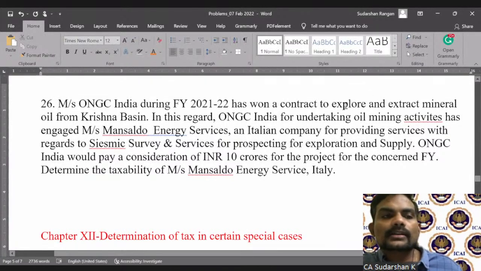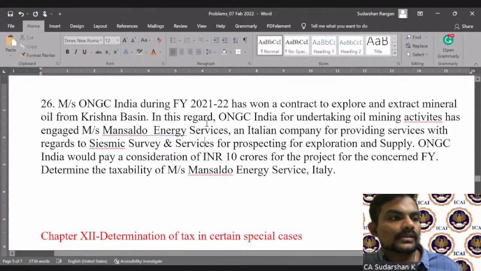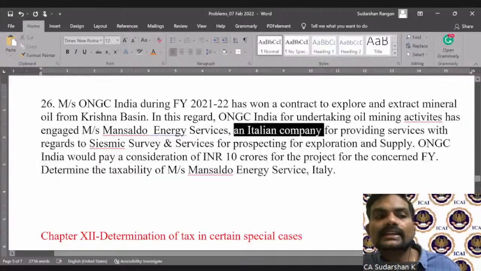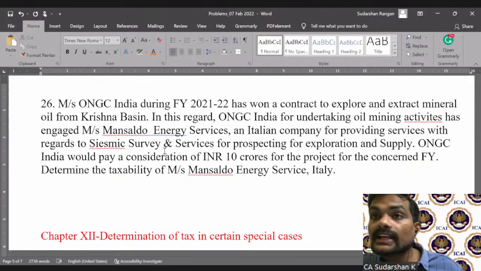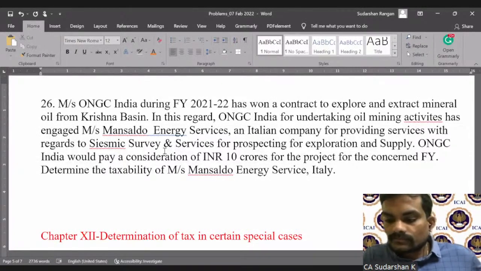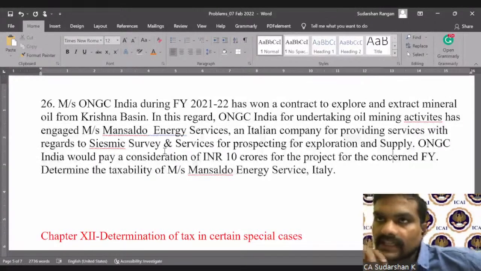ONGC India, during financial year 21-22, has won a contract to explore and extract mineral oil from the Krishna Basin. In this regard, ONGC India, for undertaking the oil mining activity, has engaged Messrs. Monsalto's Energy Services, an Italian company, for providing services with regards to seismic survey and services for prospecting for exploration and supply. So basically, seismic and prospect exploration supply, you can understand, is oil drilling that happens in the offshore sea, the Krishna Basin, where I can do the rig and get the oil.